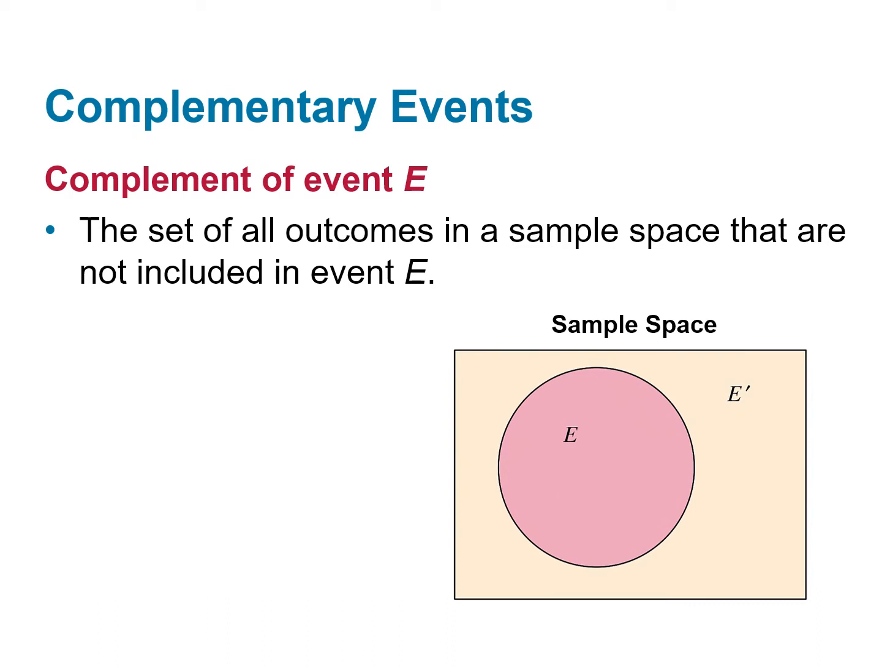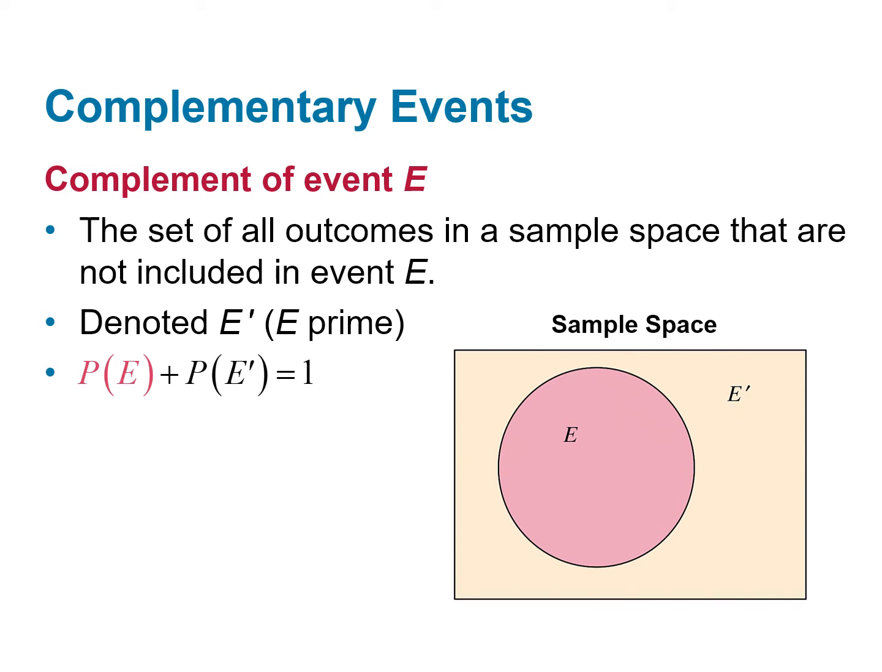Okay, so let's get to the complementary events. The complementary events, again, are basically events that are not included in event E. And like I said, another way to think about this is if the event is called E, then the complement would be not E. We write this as E prime, E with a little apostrophe.